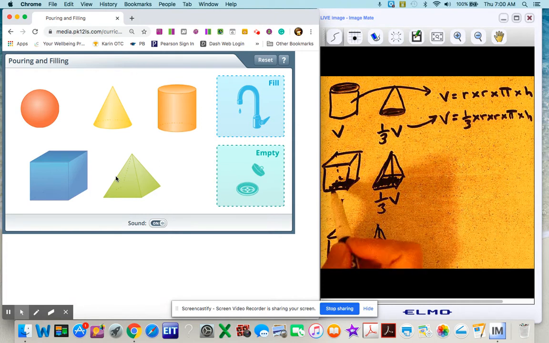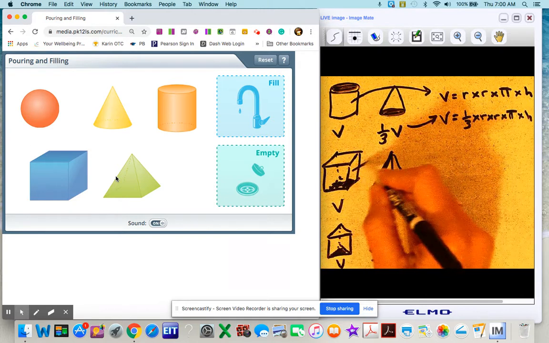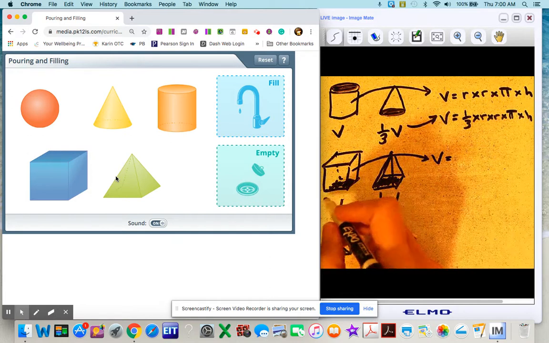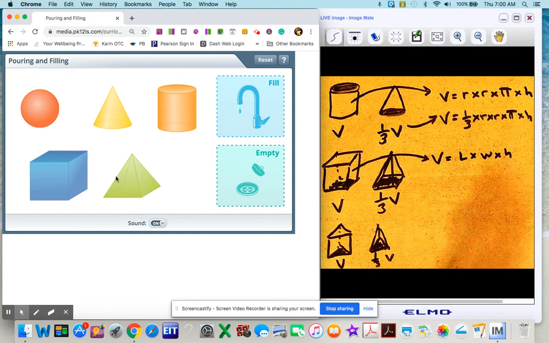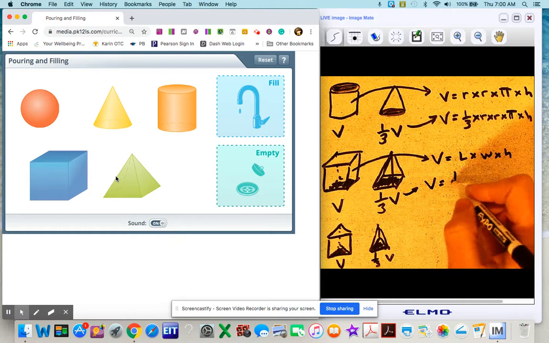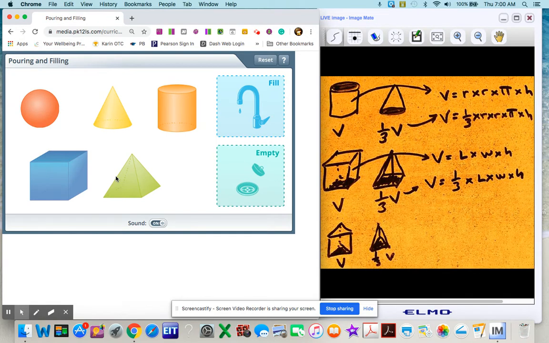All right, so I know we found lots of volumes for these. To find the volume of this prism, we're going to take length times width times height. Okay, so length times width gives us the area of the bottom. Height is the number of layers. To find the volume of the pyramid, we're going to do 1/3 times length times width times height. So basically that will work for any prism versus pyramid.